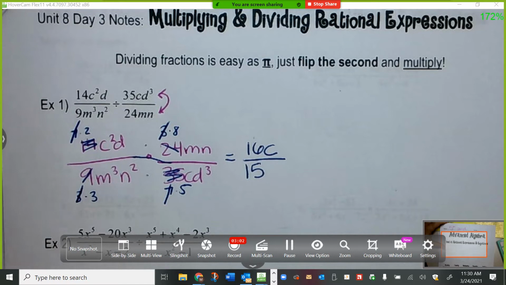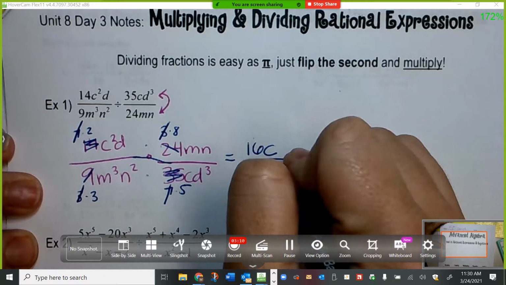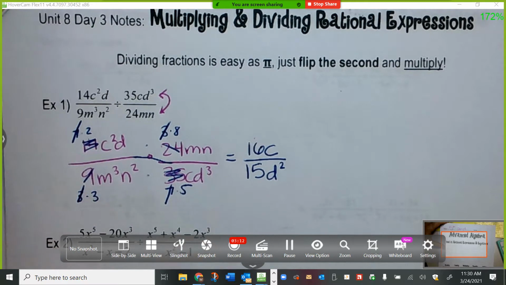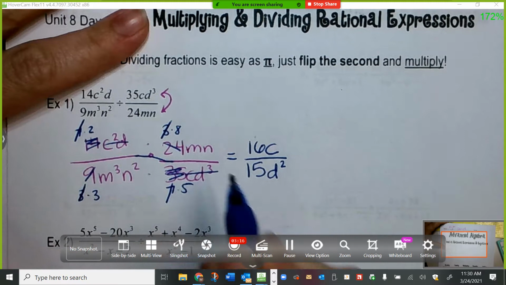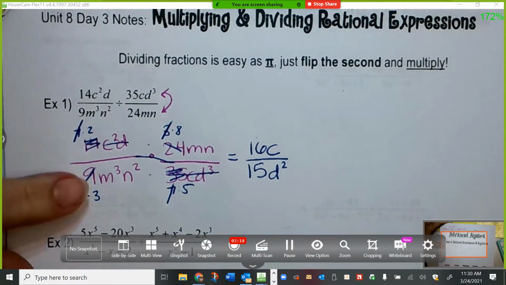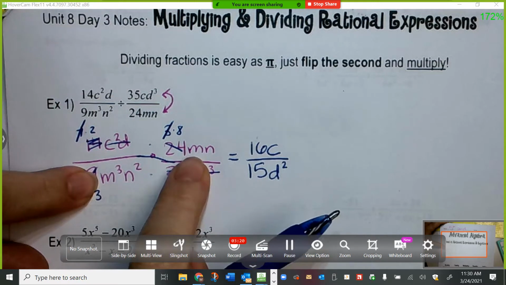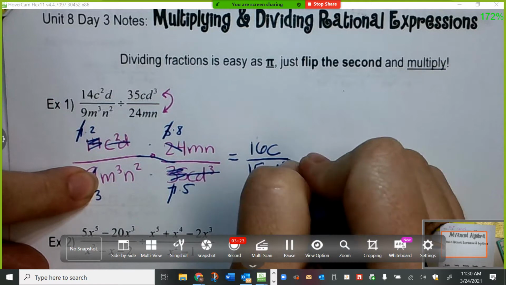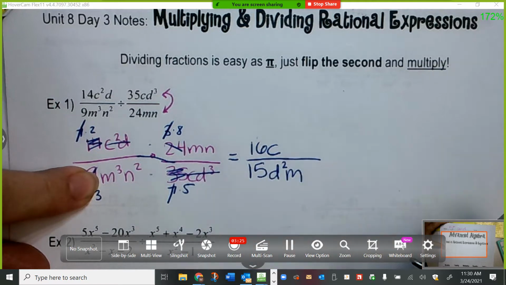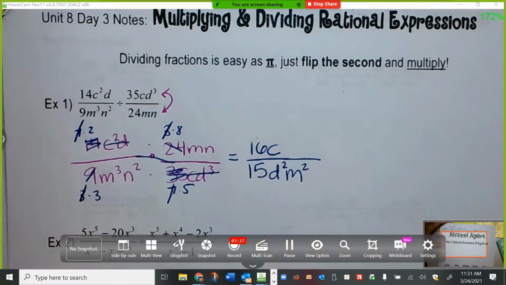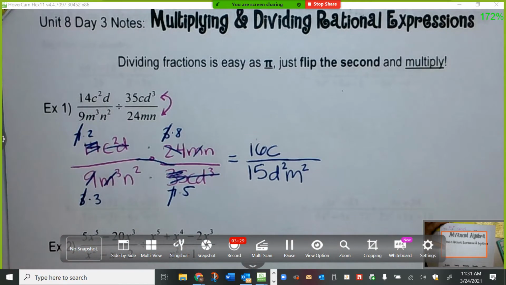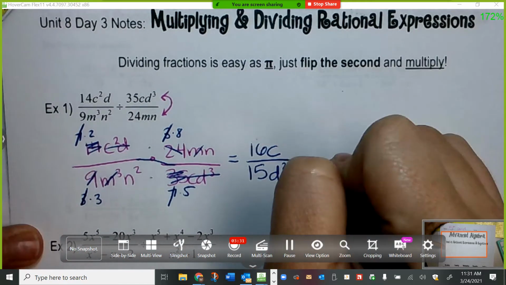What letter comes next in the alphabet? D. Where are there more? On the bottom. And how many am I going to have? D squared, because 3 minus 1 is 2. What comes next in the alphabet? I'm going to cross those out because I'm done with them. M cubed over M. Where are there more? Bottom. And what's 3 minus 1? And then we have N. Where are there more? And 2 minus 1 is 1, so there's your answer.